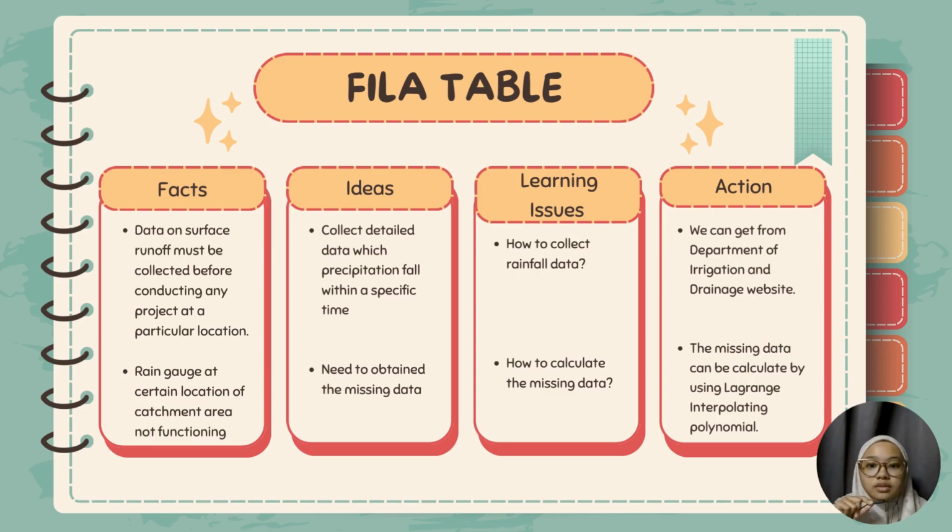Number two is a rain gauge at a certain location of the catchment area not functioning. So the idea is we need to obtain the missing data. The learning issue is how to calculate the missing data. So the action is, the missing data we can calculate by using the Lagrange interpolating polynomial.